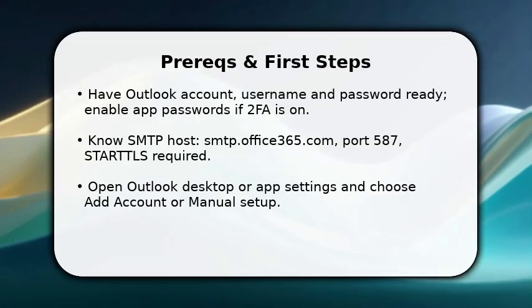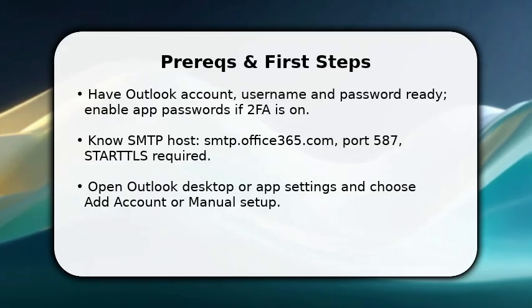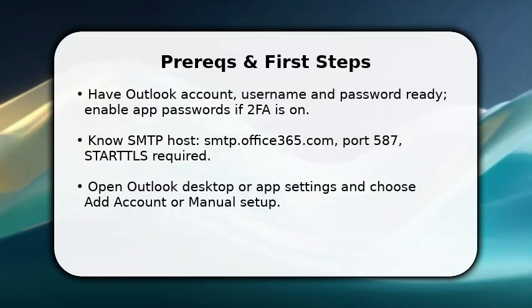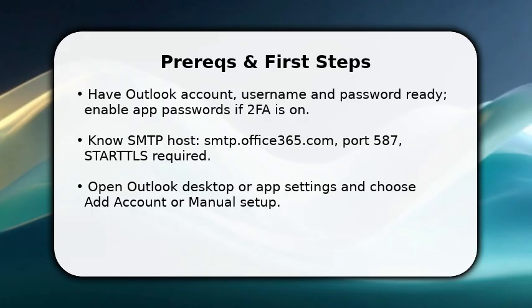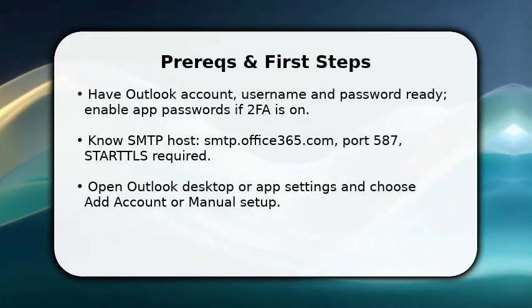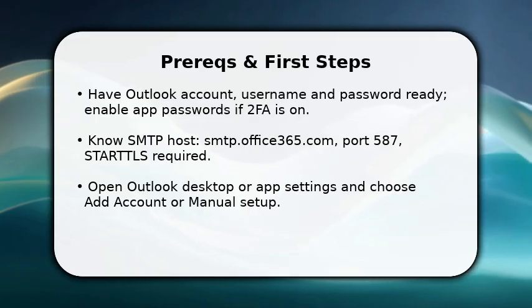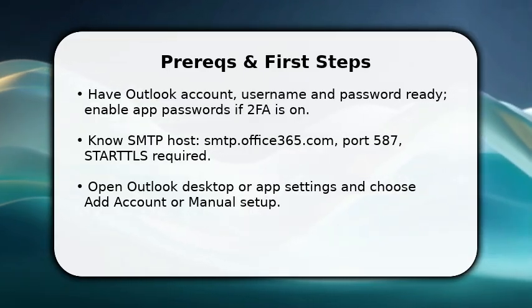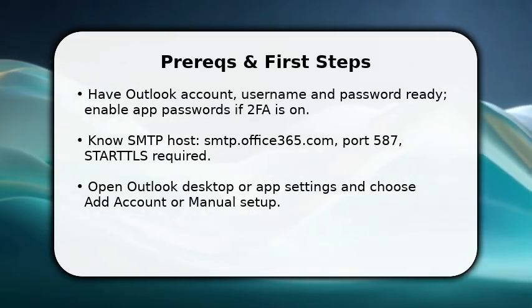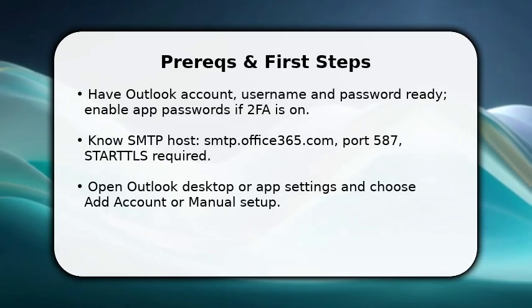You begin by confirming prerequisites, account credentials, and whether two-factor authentication requires an app password. Open Outlook and select Add Account or Manual Setup to start configuring SMTP. Enter your email address and choose IMAP/SMTP or Manual Options. You do this so Outlook can send mail through the correct server.